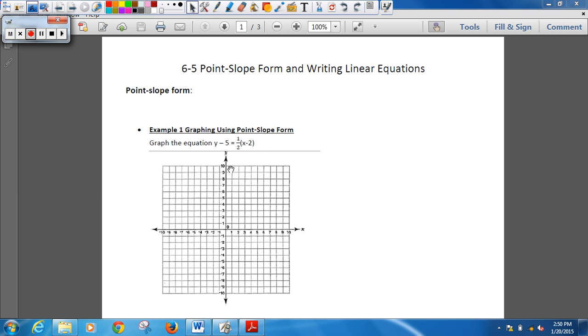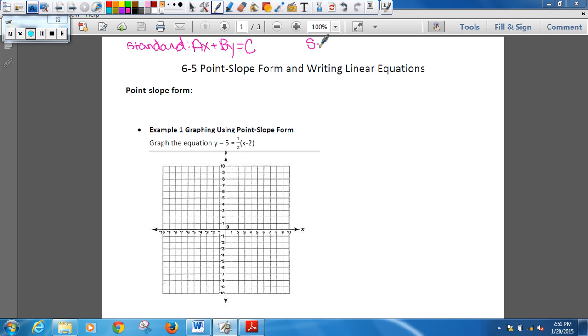Today we will be looking at point slope form, which is yet another form that we can write a linear equation in. So we are going to review the two that we already know. We know standard form from yesterday, which is ax plus by equals c. We can use that because it quickly gives us the x and y intercepts.